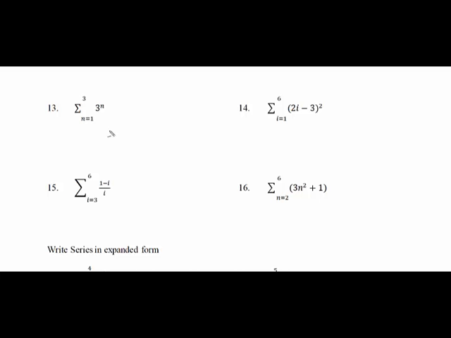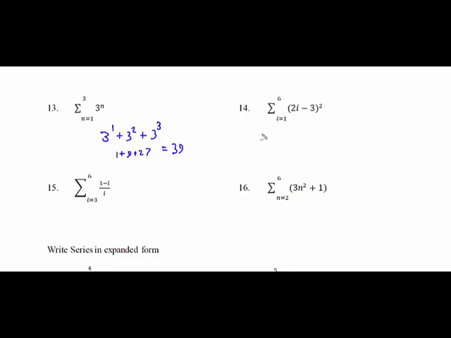Alright, so in this case, I'm going to change the exponent from the first through the 3rd term here. So this would be 3 to the 1st, plus 3 to the 2nd, plus 3 to the 3rd. So 3 plus 9 plus 27 makes a total of 39. 39 is right.